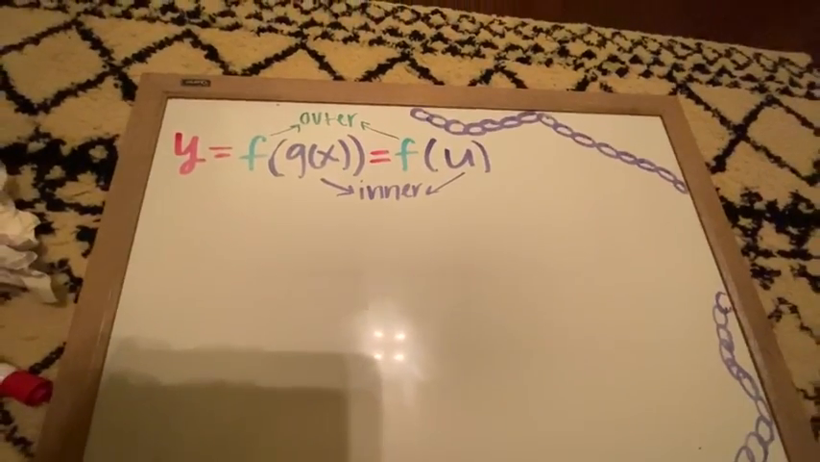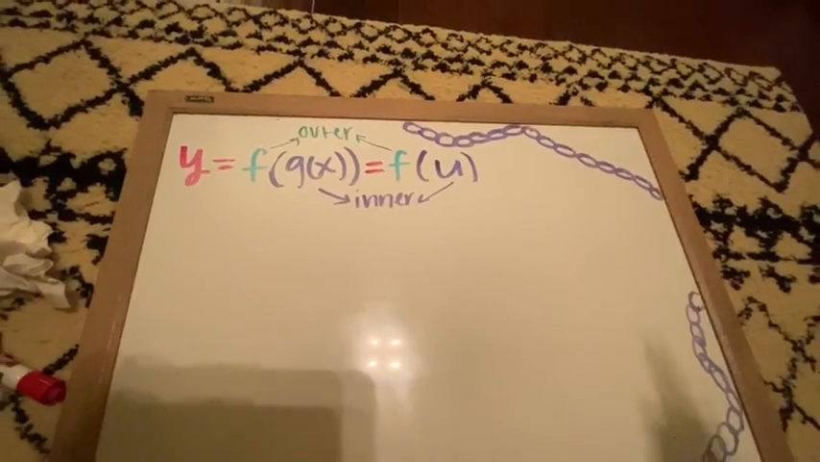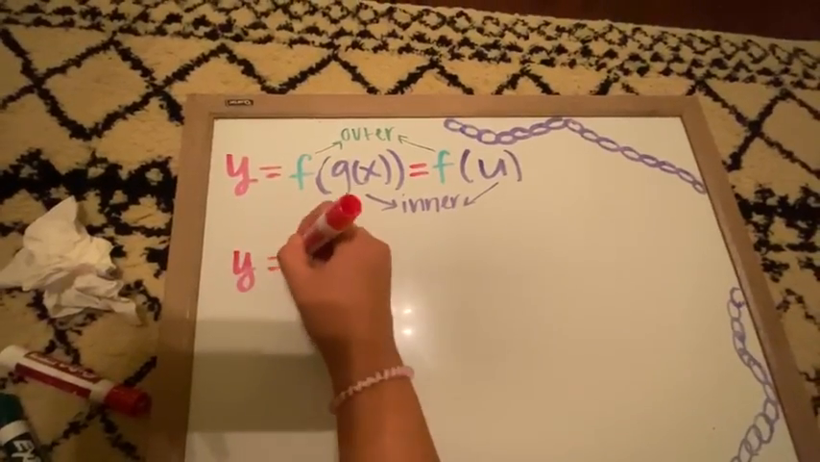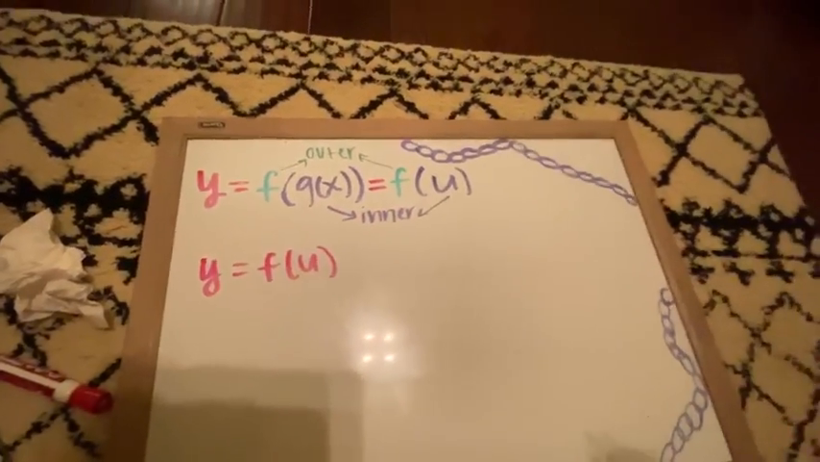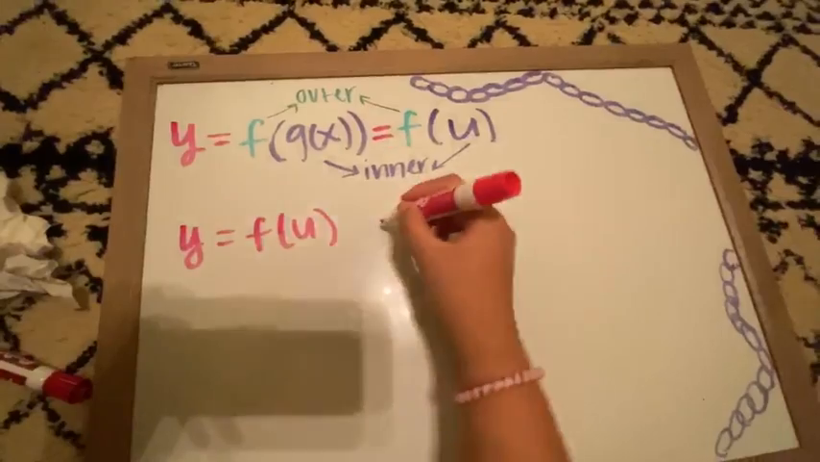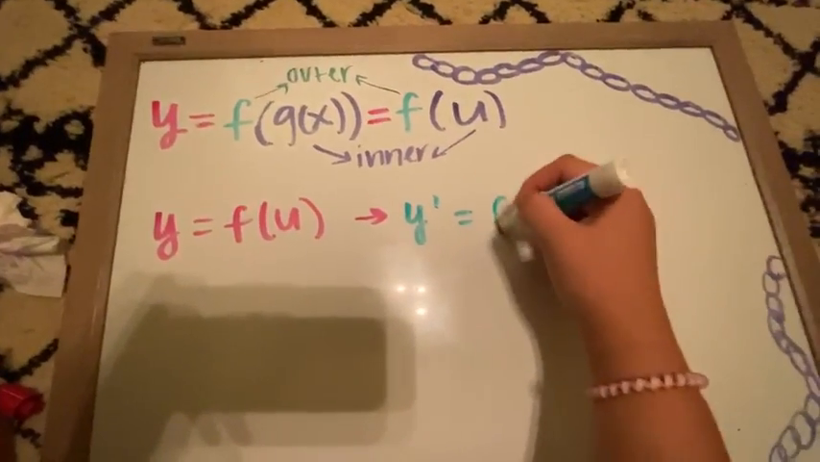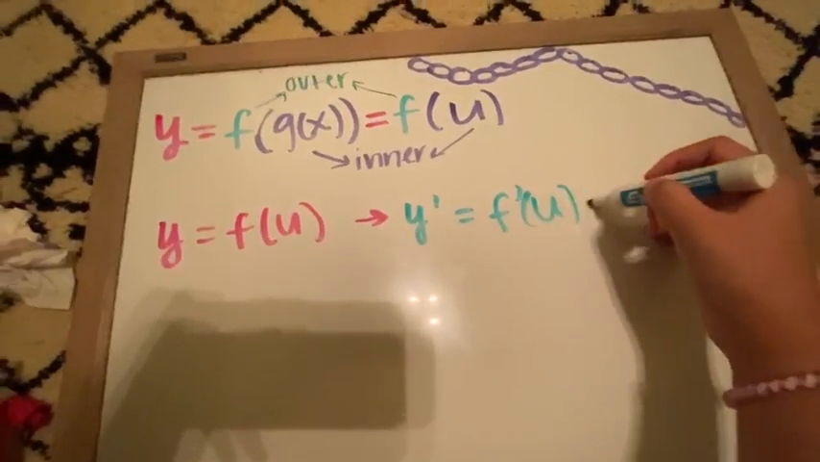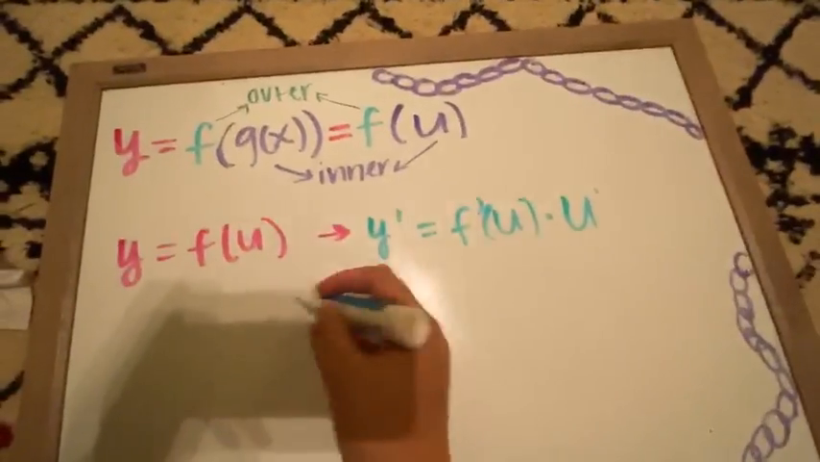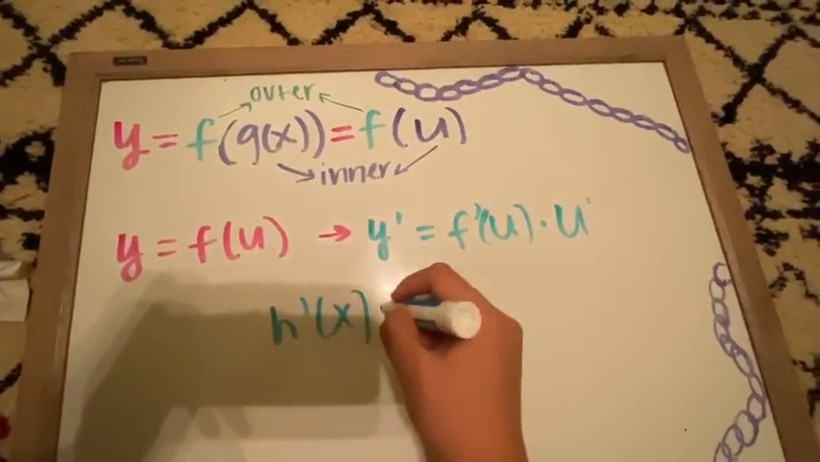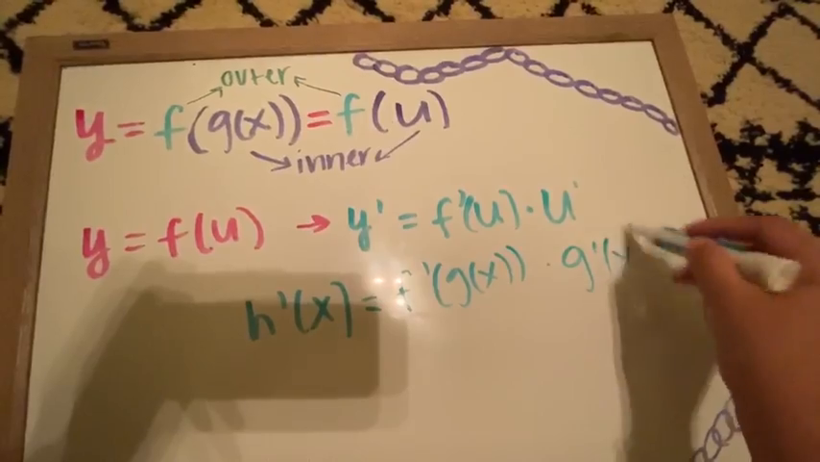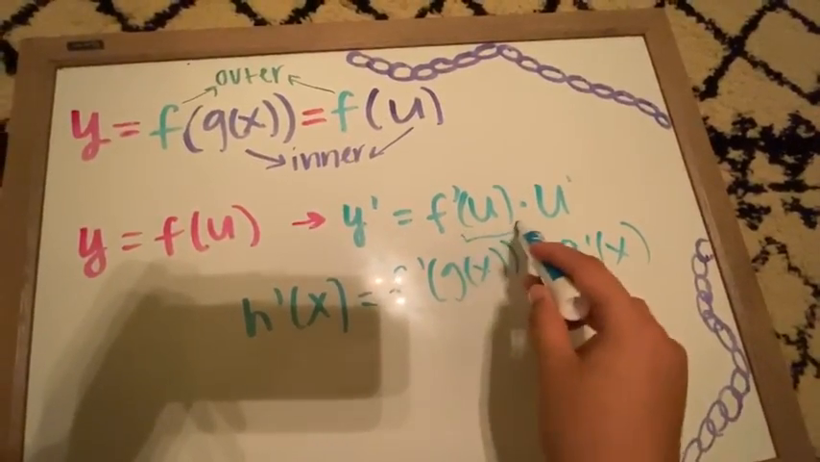Now that we know that our function has two parts, outer and inner, we can see that the derivative of y equals f of u is the derivative of the outer times the inner derivative, which means y prime equals f prime evaluated at u times u prime, which, if you'll remember, is the same thing as h prime of x is equal to f prime of g of x times g prime of x. It's just, instead of g of x, it's u.